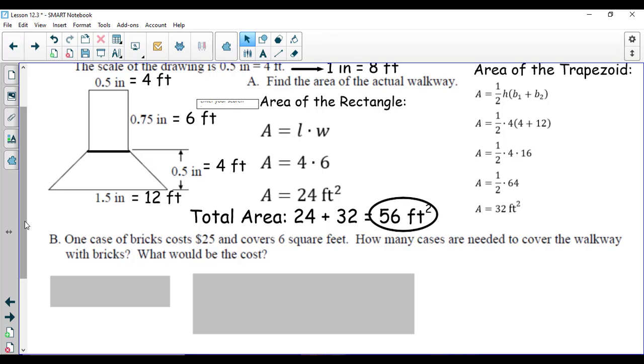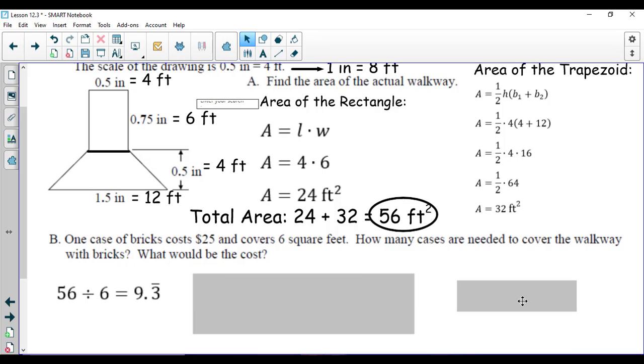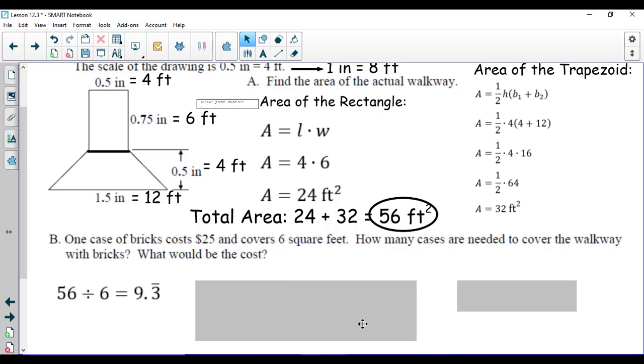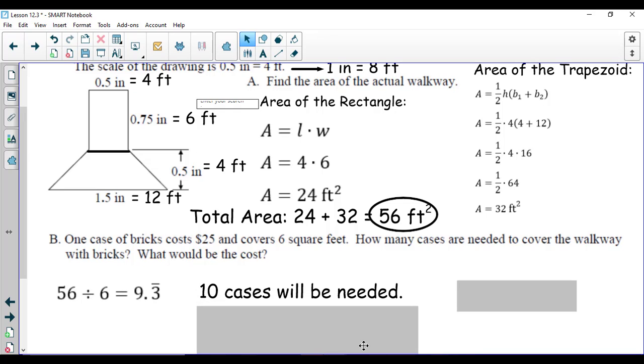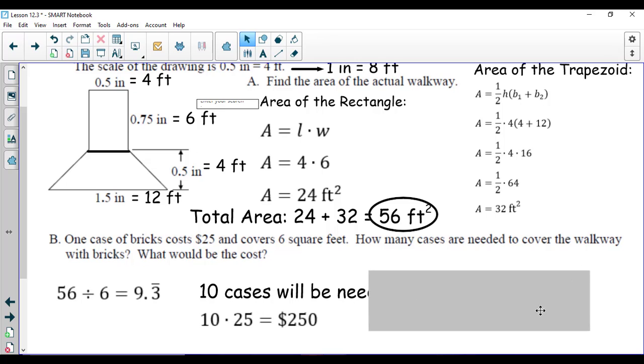For part B, it says one case of bricks costs $25 and covers 6 square feet. How many cases are needed to cover the walkway with bricks? And then what would be the cost? Well, we have 56 square feet to cover. If we take 56 divided by 6, since every case covers 6 square feet, that gets us 9.3 repeating. We can't buy 0.3 repeating cases, so we're going to have to buy 10 cases. So to find the total cost, take 10 times 25 to get $250.